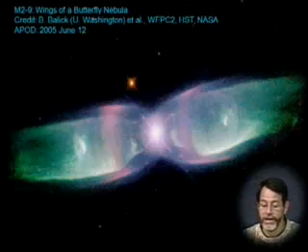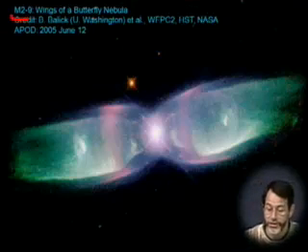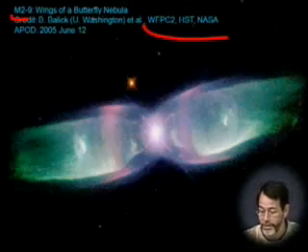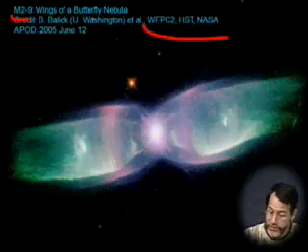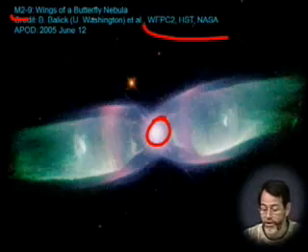Okay, here's clearly what's called a bipolar planetary nebula, M2-9, so you need a telescope to see this. I think this is the Hubble Space Telescope again. So here's the center star. I think it's stars in this case. To create something like this, with this kind of symmetry, usually requires a binary system.